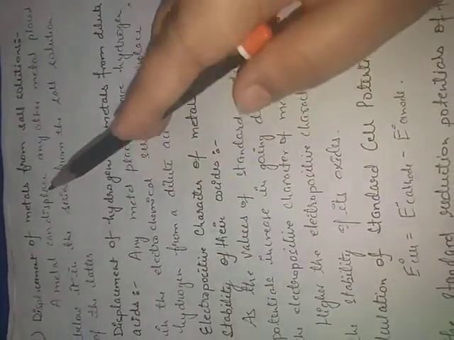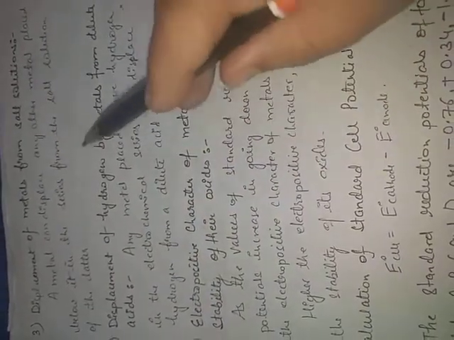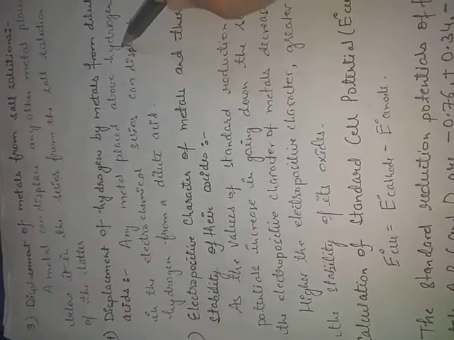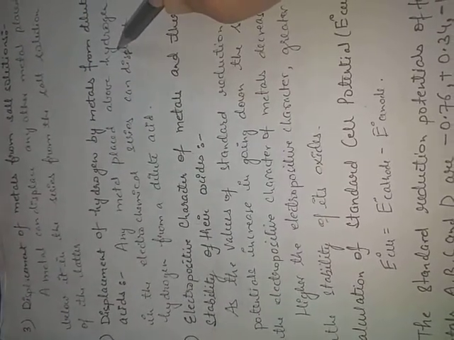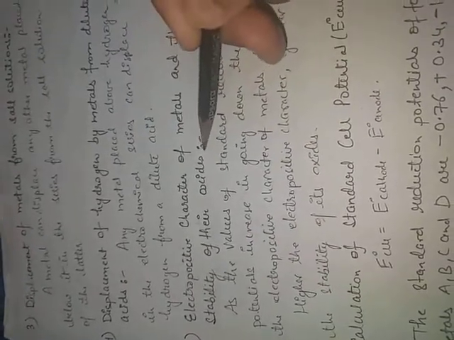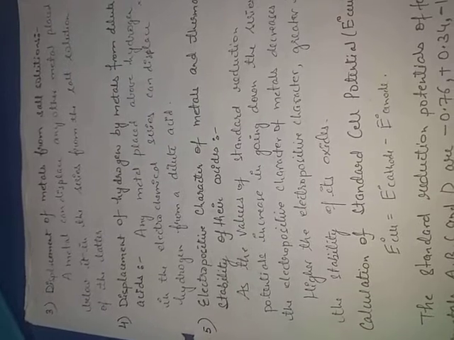Okay, similar to the displacement reaction, now displacement of hydrogen by metals. All those elements which are present above hydrogen in the electrochemical series can displace hydrogen from dilute acids. Okay, so by seeing the electrochemical series, we can easily find out whether the metal can displace hydrogen from acids or not. If that metal is present above in the electrochemical series, it can easily displace hydrogen, and if it is present lower in the electrochemical series, it cannot.